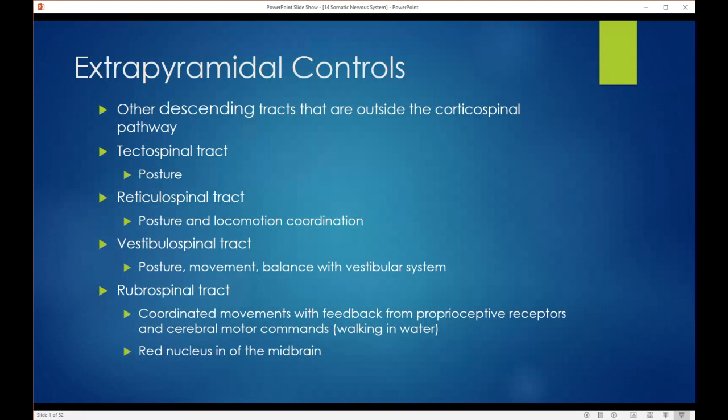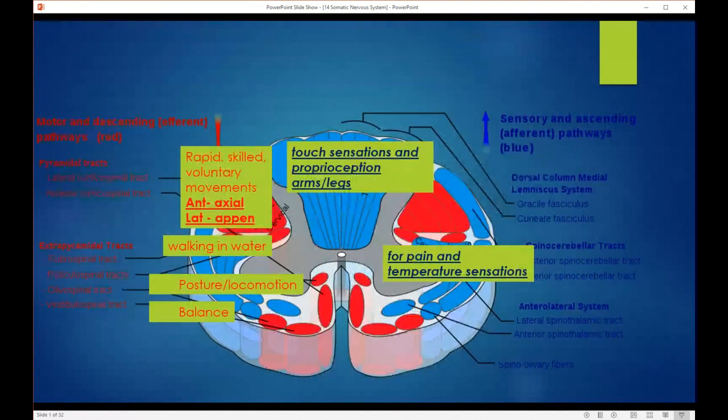That's going to be for posture. The reticulospinal tract is for posture, and then also our coordination of our movements. The vestibulospinal tract, posture and movement, and then balance with our vestibular system. Remember, the fluid within our ears helps us to maintain that balance. The rubrospinal tract has to do with coordinating movement. So as we're like walking in water, for instance, and it's also called the red nucleus. We have it in our midbrain.